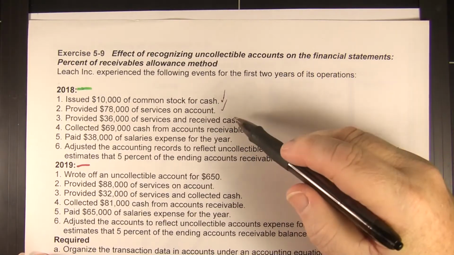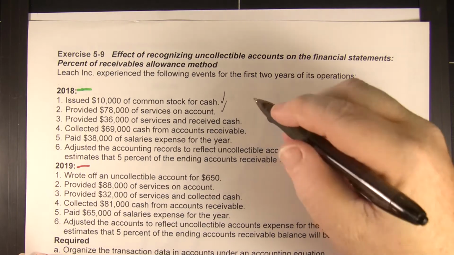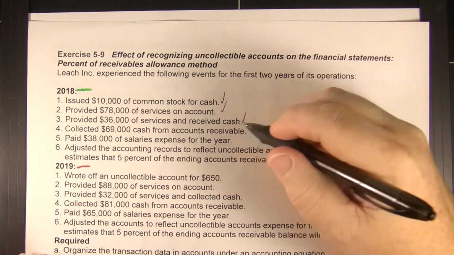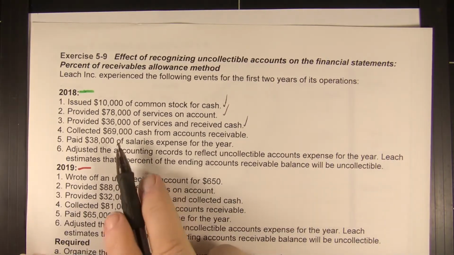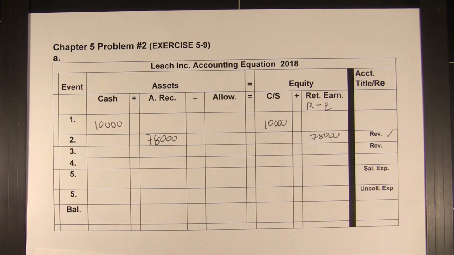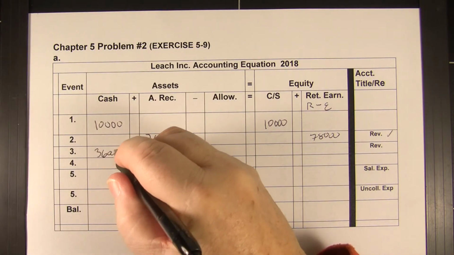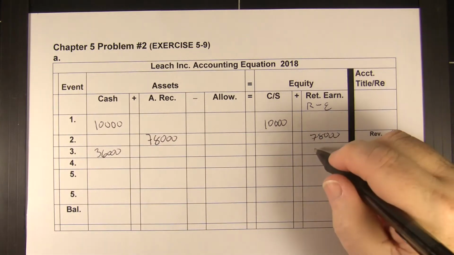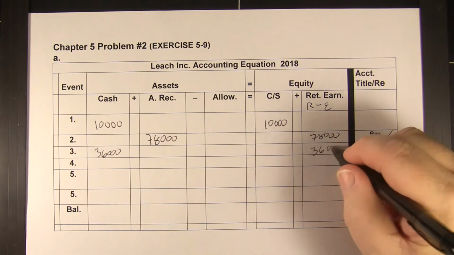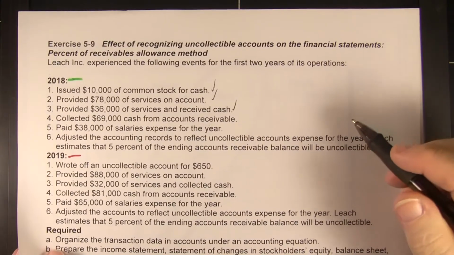The next transaction, they provided $36,000 of services and received cash. So that's revenue, what we do, what we get for doing what we do, and cash. So $36,000 in cash and $36,000 in revenue. Revenue minus expense, retained earnings.